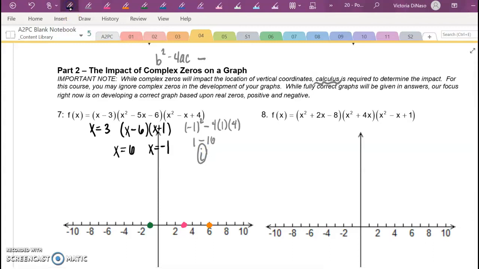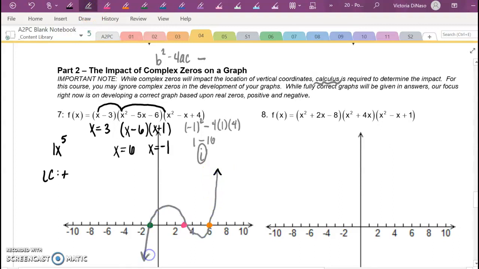It is going to impact the direction of where we're ending, so we're going to figure out we have x times x squared times another x squared, so we have 1x to the power of 5. So my leading coefficient is a positive number, so that means that it's going to end in a positive direction. We didn't have any double zeros, so we're going to go ahead and go through the graph. Now, the impact that the complex zeros has affects where these humps are, but that's it.